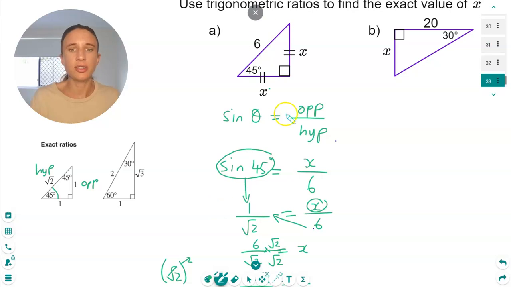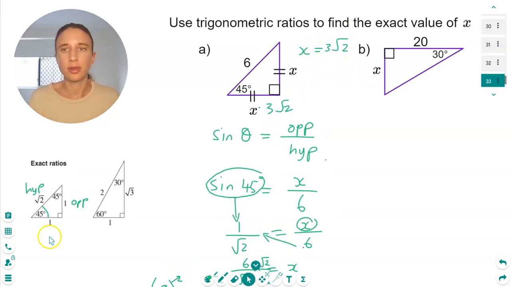That's our answer. So we could just write that up here. x is 3 root 2. Let's check out part B. Find the exact value of x here. Okay, well, let's just ignore those triangles for now.